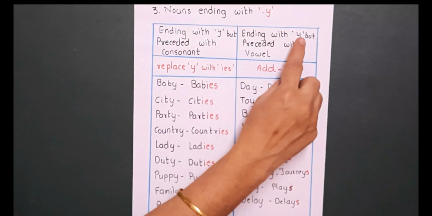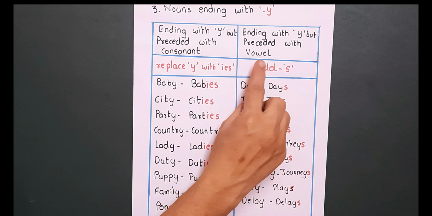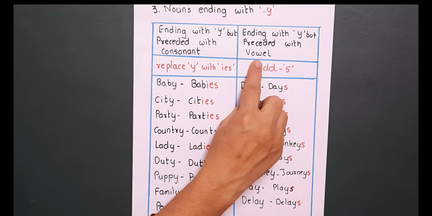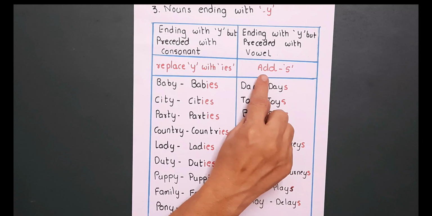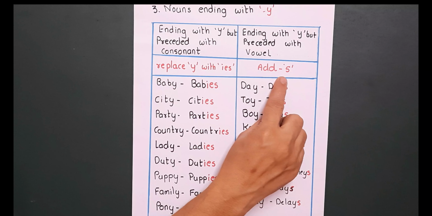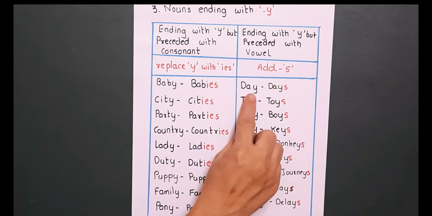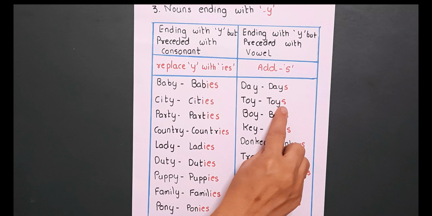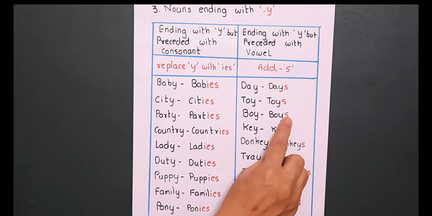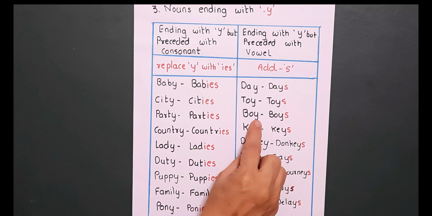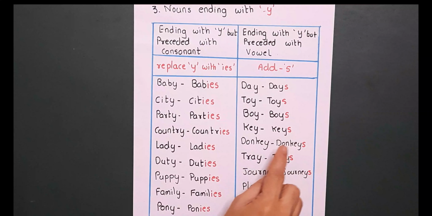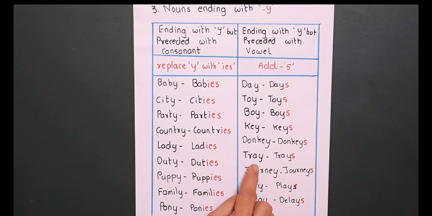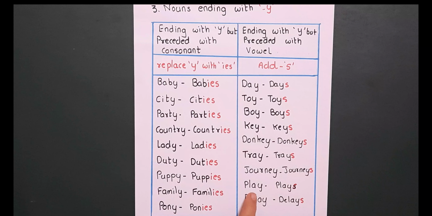If the noun ends with y but is preceded by a vowel, meaning it is preceded with either a, e, i, o or u, in that case we have to just add s, like day, days, toy, toys, boy, boys. You will notice over here we are not removing y, we are just adding s. Key, keys, donkey, donkeys, tray, trays, play, plays, and so on.